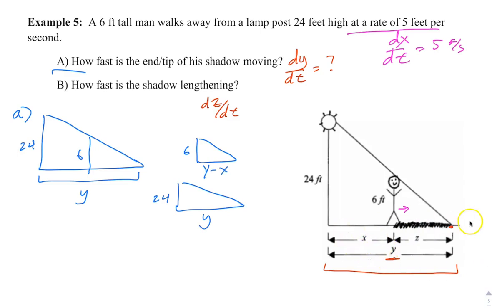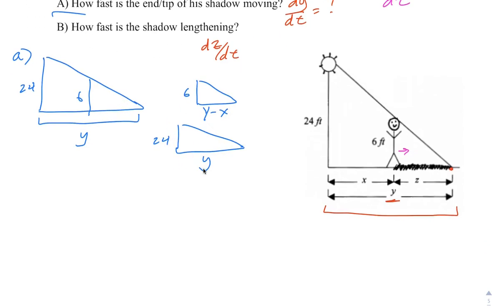So to get this little part right there, we're going to write it as y minus x because I need dx in my equation. So I have it like this. Now let's set up similar triangles. I like to do small over big equals small over big.